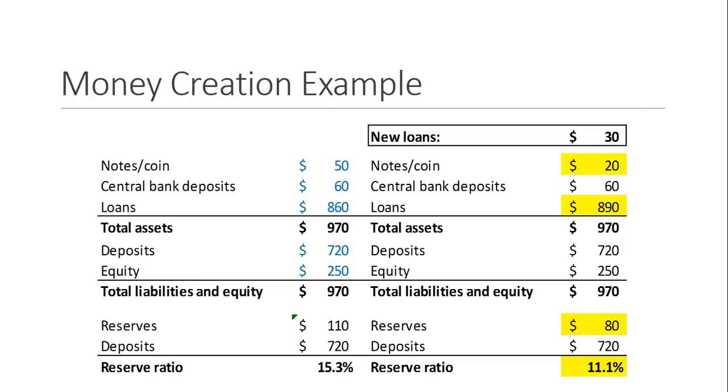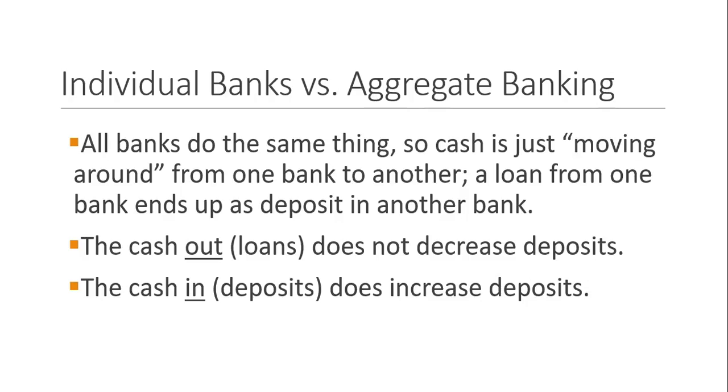Welcome back. Let's continue with part 2 of financial institutions and money creation. We've just seen one example within one bank of the creation of money and the resulting decrease in the reserve ratio. Let's see how this process works in the aggregate or total banking system.